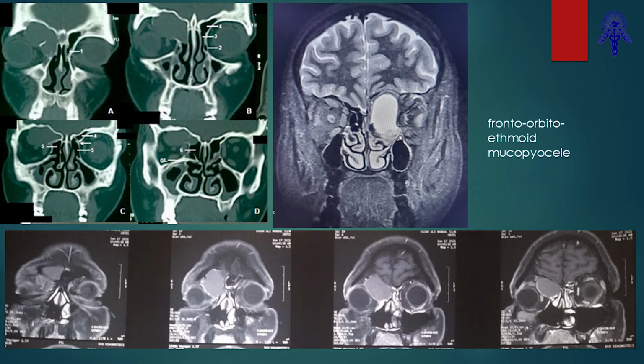Very importantly is the mucopyocele, the fronto-orbito-ethmoid mucopyocele. Here, see, this is an MRI done. All these will reveal the mucopyocele and they provide the same, rather more information than a simple CT scan of the mucopyocele. We can have an idea of the extent as well as the content of the mucopyocele, whether it is purely mucus or a mixture of pus and mucus.